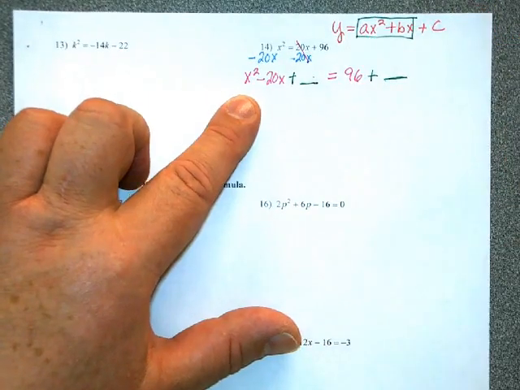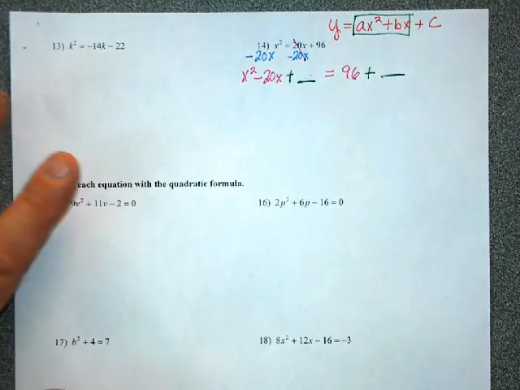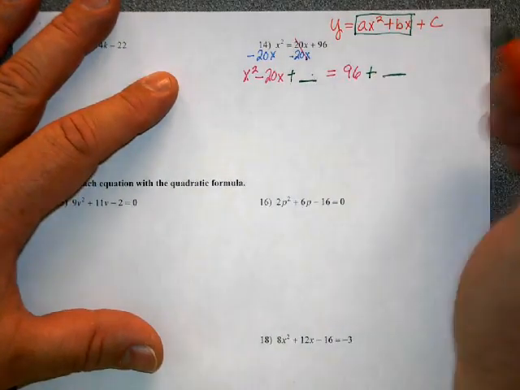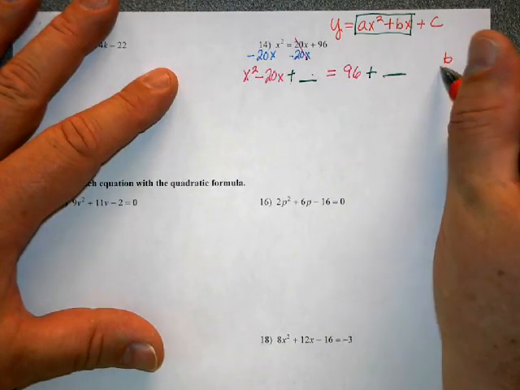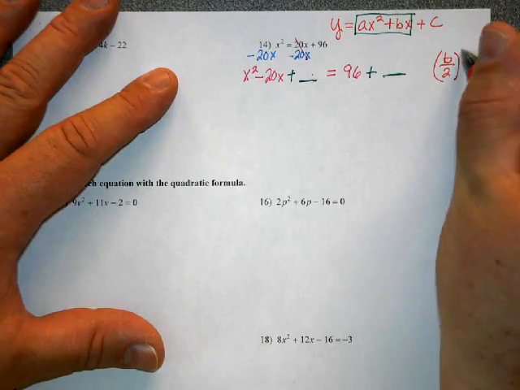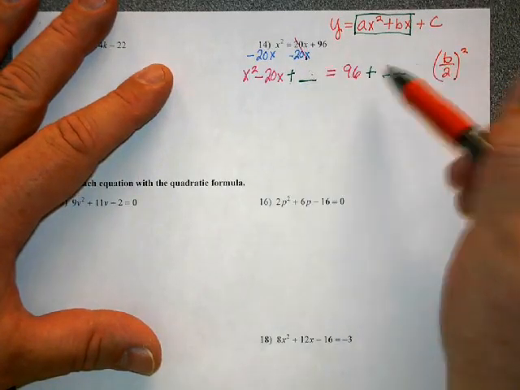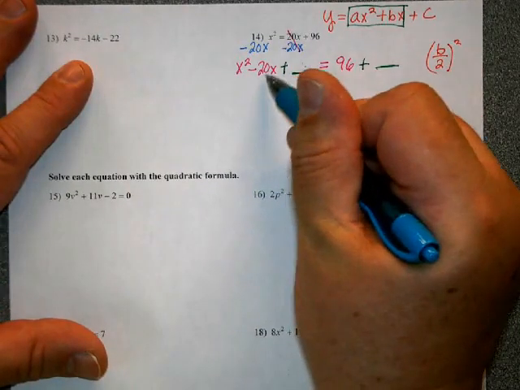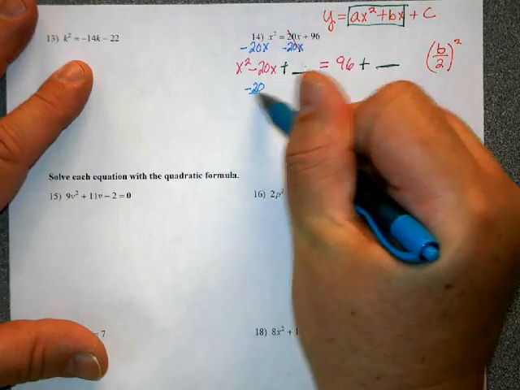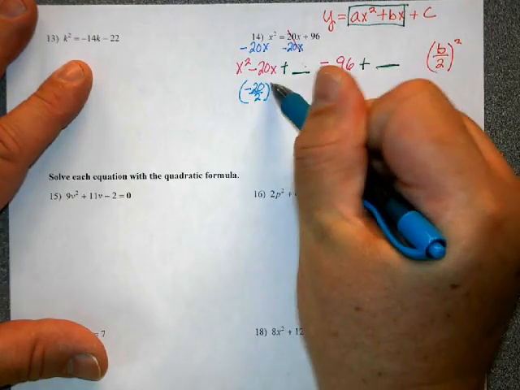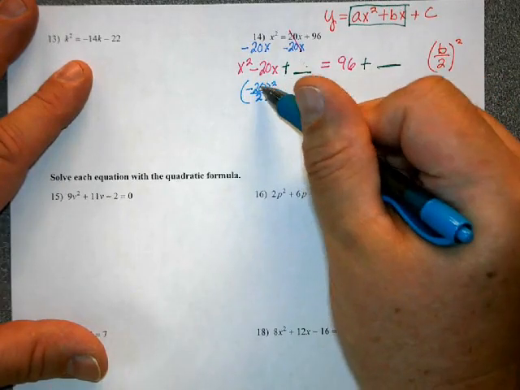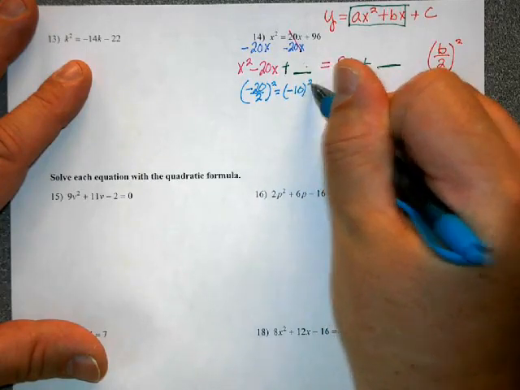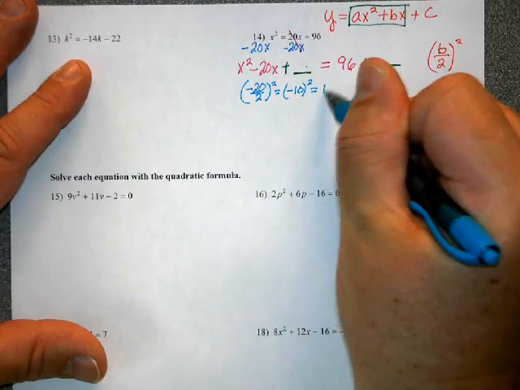And the formula for that squared term that I'm going to add to both of them is b divided by 2 squared. That's going to give me my perfect square to add to both sides. Okay, here's my b, negative 20. I'm going to divide it by 2 and then square it. Okay, negative 20 divided by 2 is negative 10. Then I need to square that, which is 100. I'm going to add 100 to both sides.